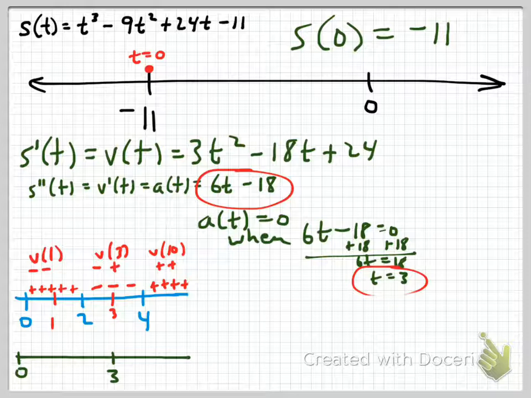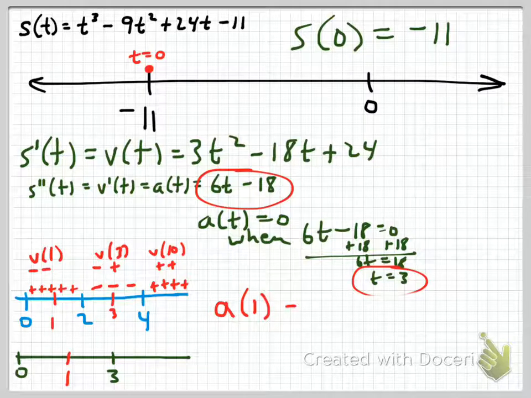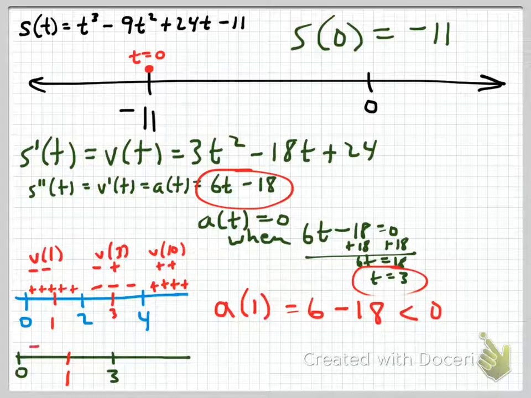Okay, so then we just want to figure out the sign of acceleration between 0 and 3, and then anywhere bigger than 3. So from t equals 0 to t equals 3, let's pick another test value. Let's pick 1 again. When t equals 1, the acceleration is 6 minus 18, which is negative. So the acceleration at 1 is negative, meaning the acceleration is negative for the entire interval from t equals 0 to t equals 3.